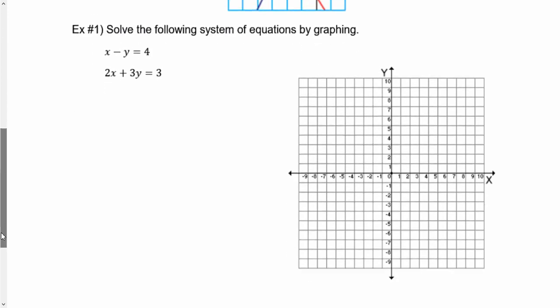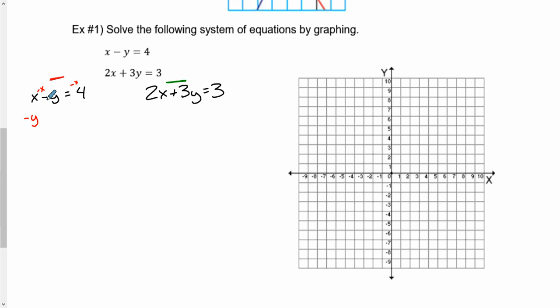In our first example, we're going to solve these systems of equations by graphing. We have two equations: x subtract y equals 4, and 2x plus 3y equals 3. I'm going to make this one red and this one green. To manipulate this equation, first I'm going to subtract the x. Some people may choose to add the y and then move the 4 over. That's fine too. Both will work.